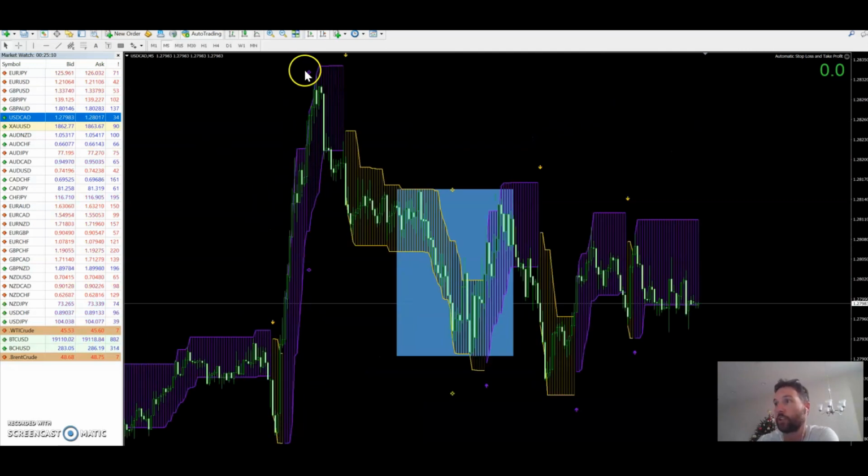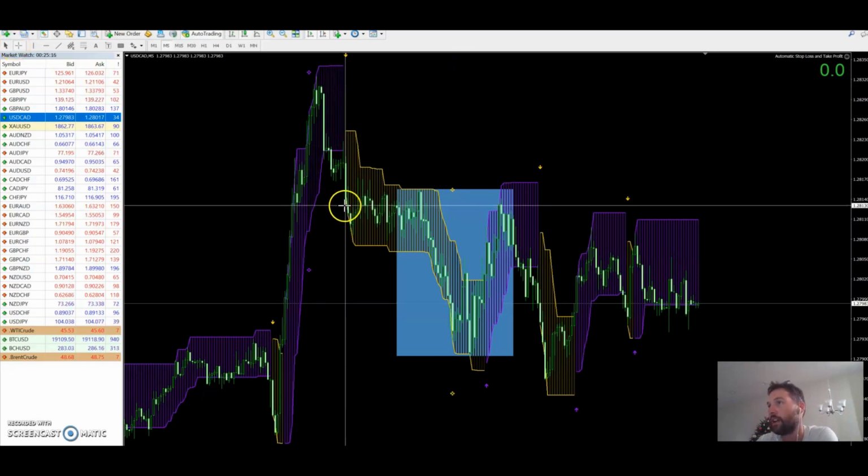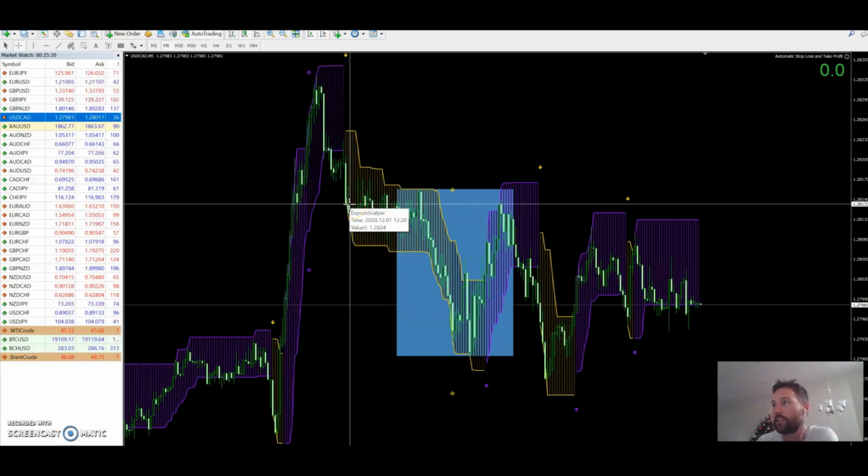So again, you got this push up. You're looking for the reverse down. Now, the reverse signal came here, right? This is the level of that sell signal.